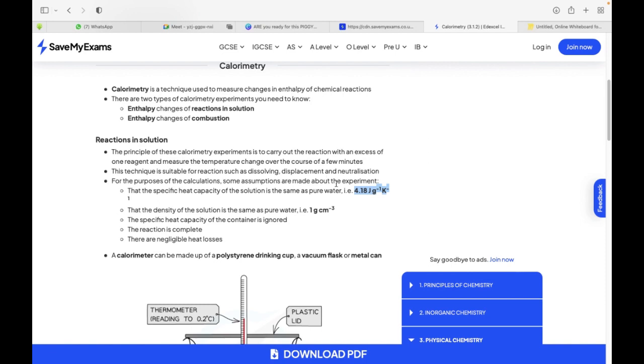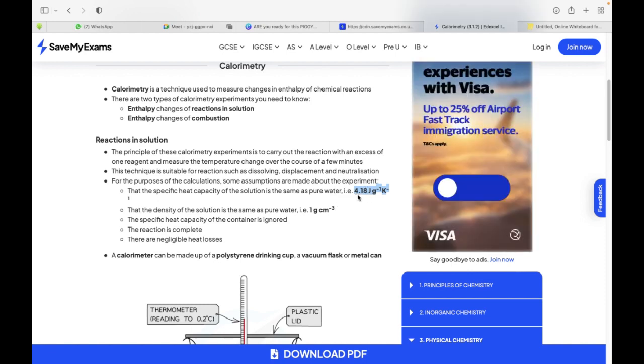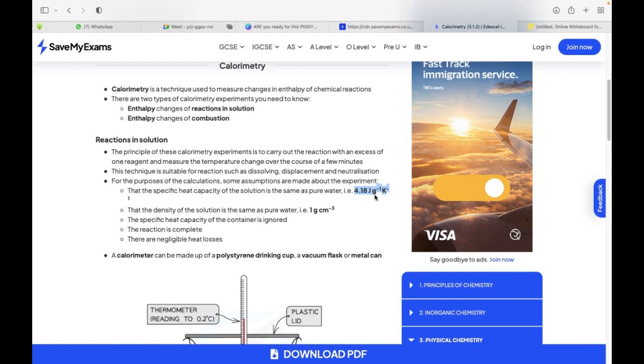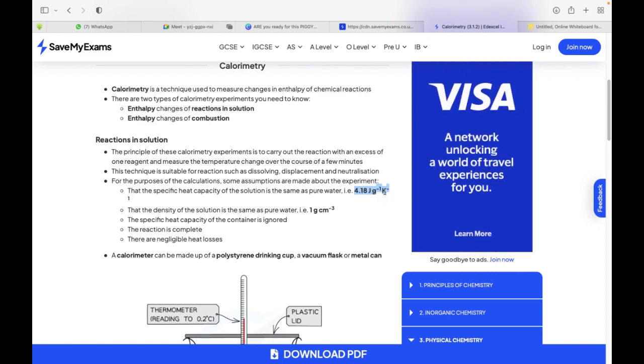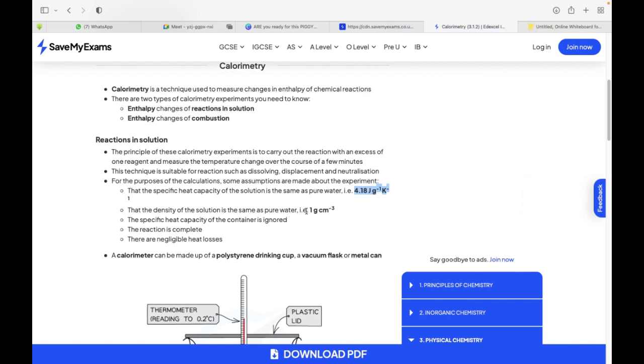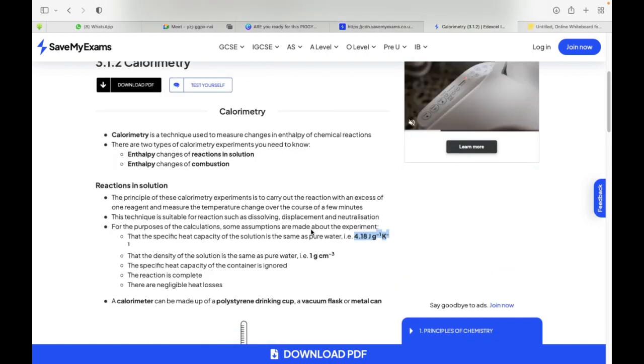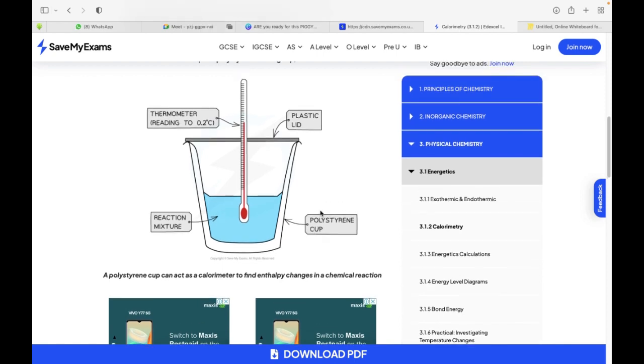We assume it to be the same as the specific heat capacity of water, which is 4,180 joules per kilogram per degree Celsius, or approximately 4,200. If you are using grams and Kelvin, it will be 4.18. Another assumption we make is the density of the solution. We assume it to be the same as the density of pure water, which is 1,000 kilograms per meter cubed, or 1 gram per centimeter cubed. Having said this, we look at how we carry out the experiment.